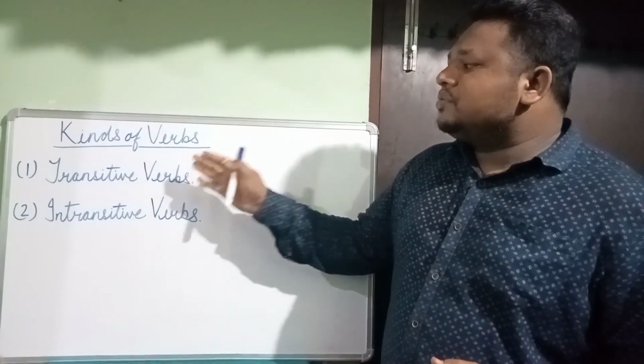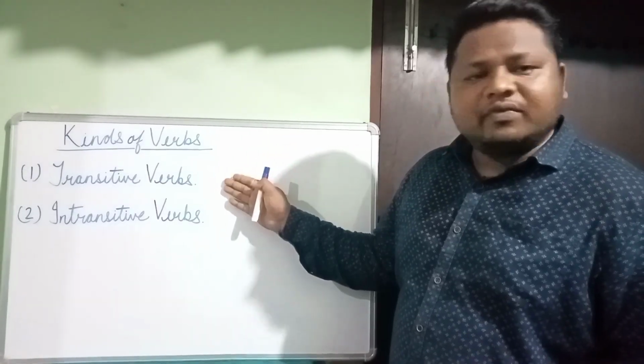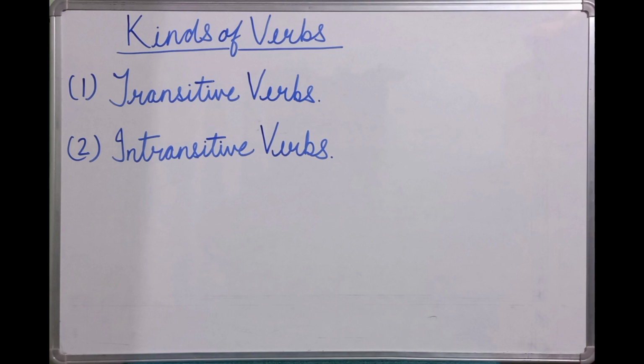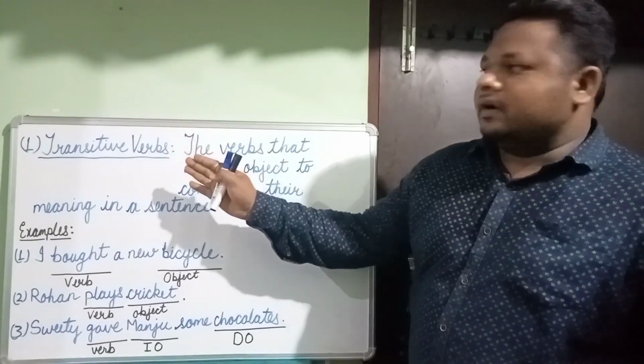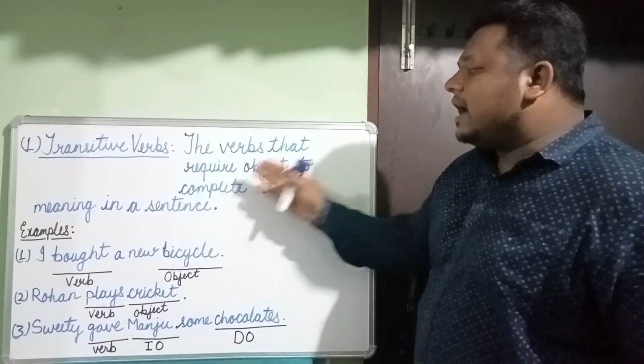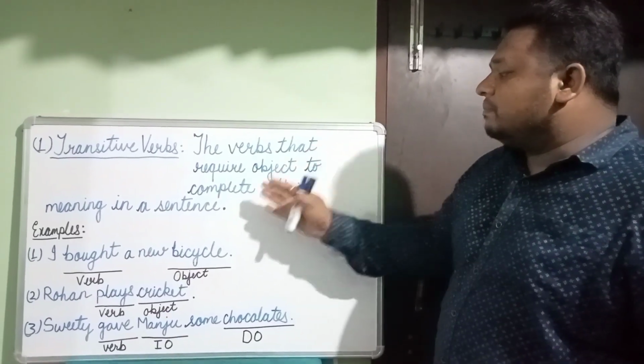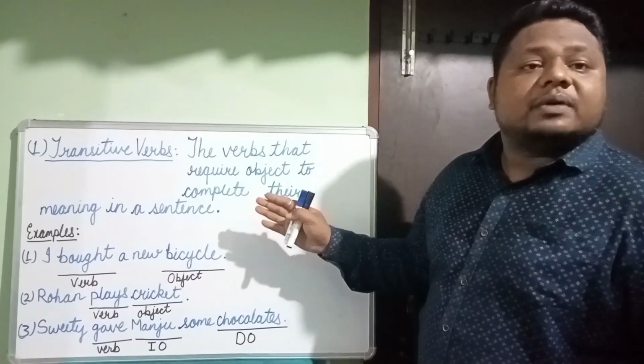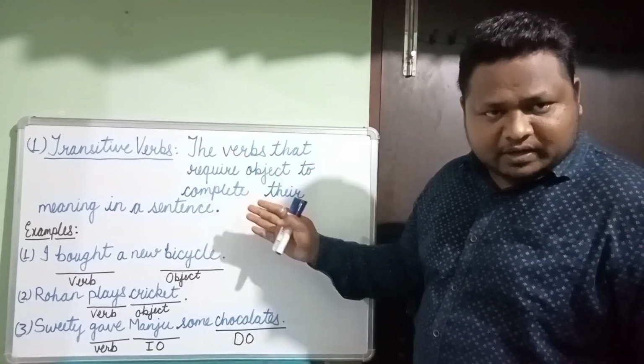Mainly, there are two kinds of verbs, transitive verb and intransitive verb. Transitive verb: the verbs that require an object to complete their meaning in a sentence. Such verbs are called transitive verbs.